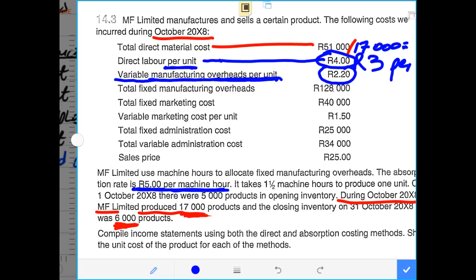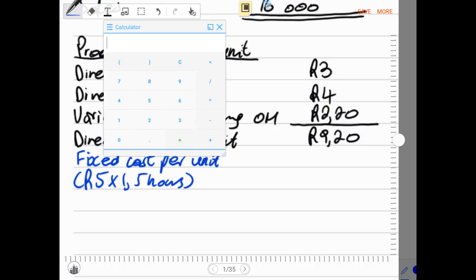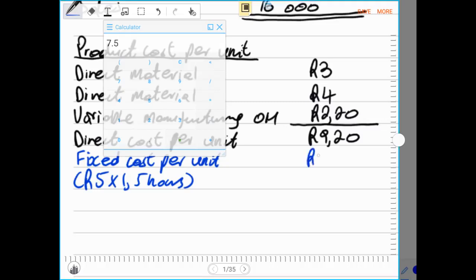Therefore, if the POR, which is the absorption rate, is 5 rand per machine hour, then it will be 5 rand times 1.5 hours to complete 1 unit of a product in a machine, because this is hours. Therefore, 5 times 1.5 will give us 7 rand 50 cents. Therefore, 7 rand 50 will be the cost per unit. 7 rand 50 is per unit.